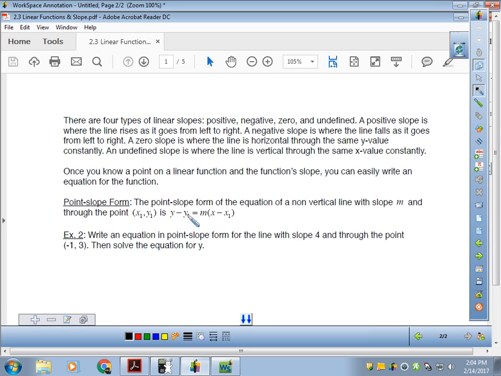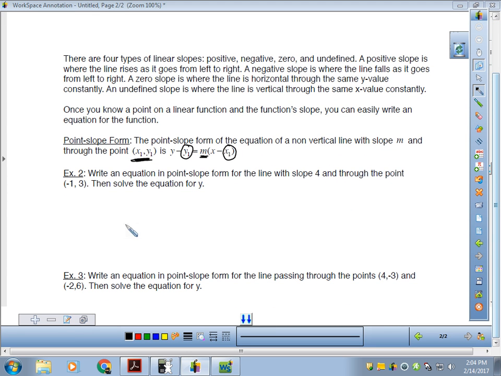Okay? In this equation, this y1 and this x1 refer to your point here. And m is your slope. This x and this y are just variables. You just leave them alone. You don't do anything to them. All you have to fill in is y1, x1, and the slope. Those are the only 3 things you fill in.